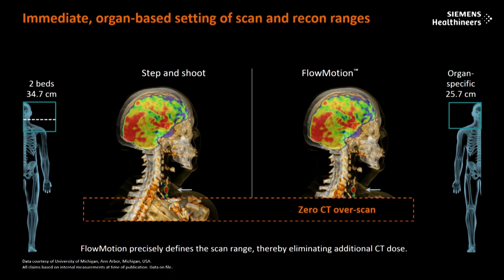So looking at the traditional acquisition methods of step and shoot, to use the term, you can see in this patient with a head and neck tumour, we have to do an over-irradiation of the chest, even though we're not interested in that part of the body, to match it to the images from the PET scan. With FlowMotion, we can essentially define the exact starting point and the exact finishing point that we're interested in having a look at. So it reduces the overscan where bed positions don't match up perfectly with the area of interest that we're looking to scan.